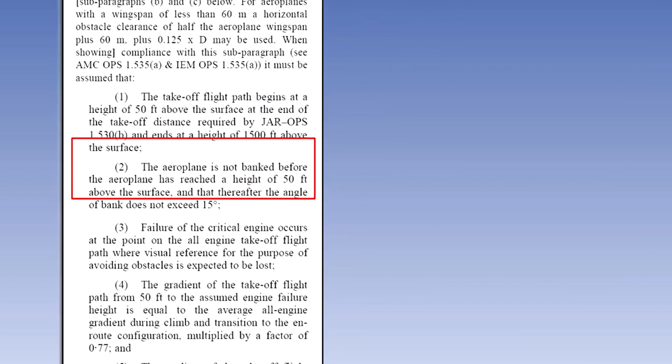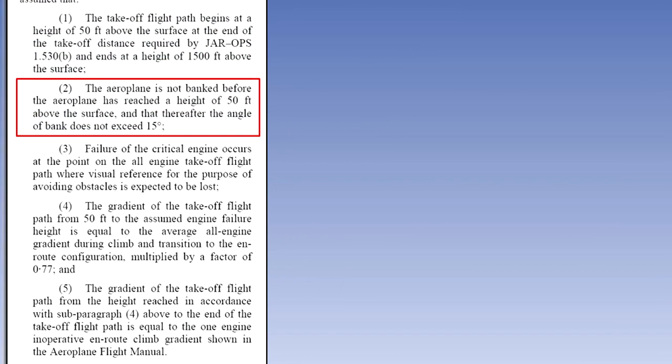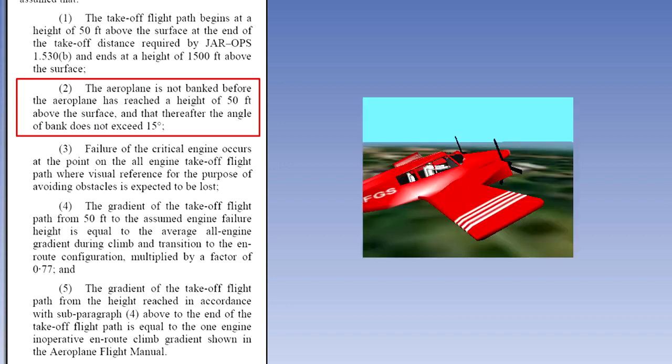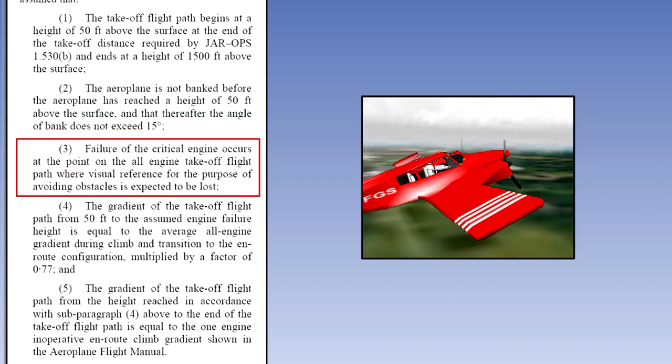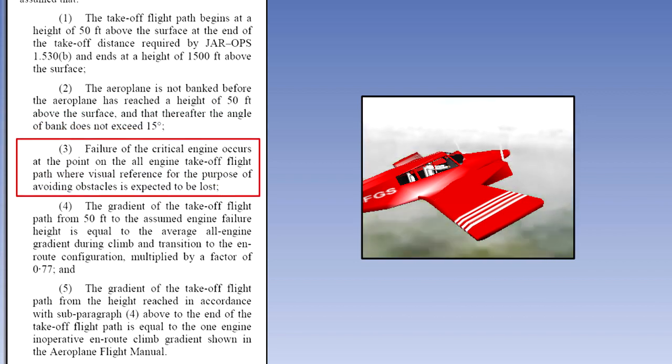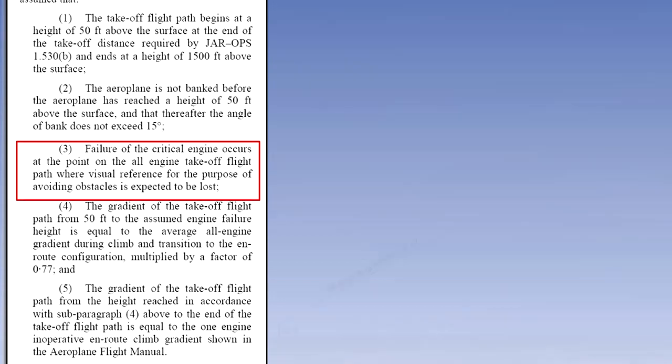The first of the compliance conditions is that the aeroplane is not to be banked before it has reached a height of 50 feet above the surface, and that thereafter the angle of bank is not to exceed 15 degrees. The second compliance is that failure of the critical engine must be assumed to occur at the point on the all-engine take-off flight path where visual reference for the purpose of avoiding obstacles is expected to be lost.